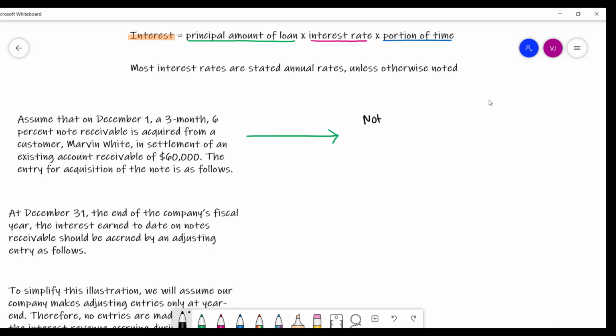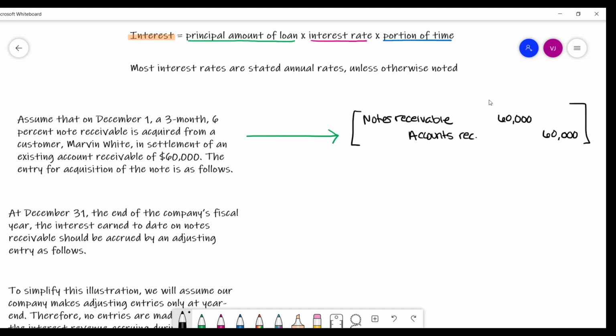So we would, in this case, debit notes receivable for the amount that we're converting from a regular accounts receivable to a notes receivable for Marvin White, and we will credit accounts receivable for $60,000. So we moved it out of the accounts receivable account into notes receivable. Here Marvin White has agreed to pay it off within 3 months plus interest, and he's paying 6% on that note. That was on December 1st.